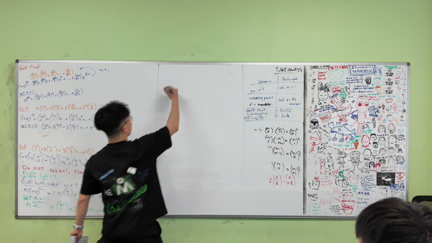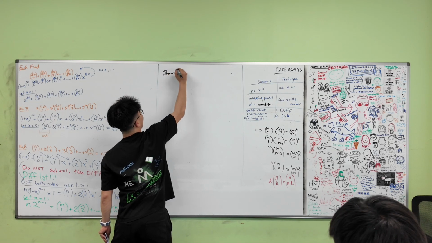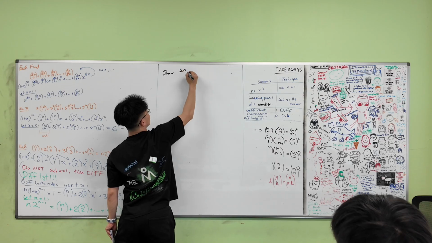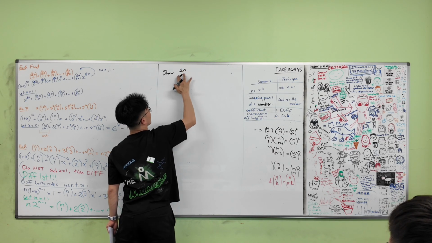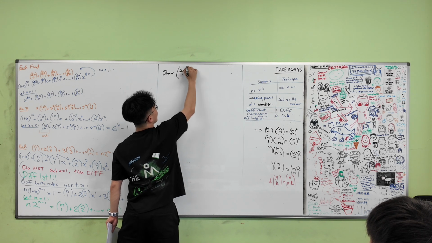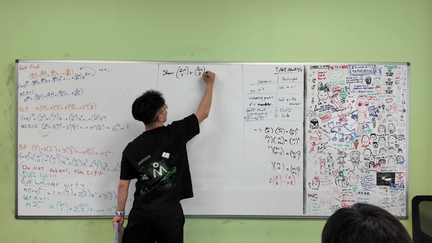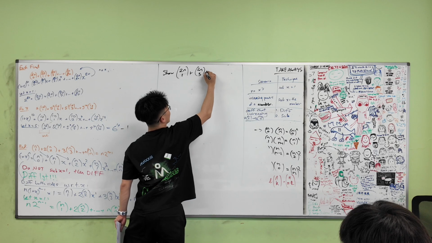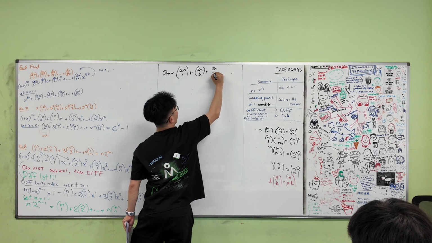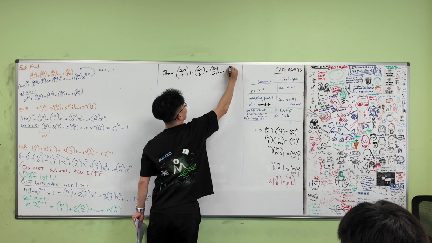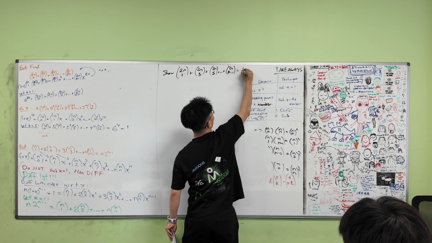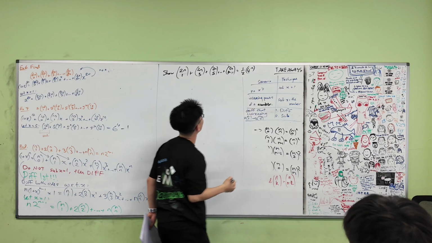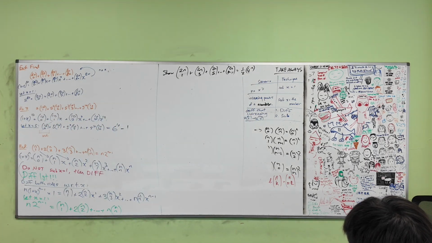All right, ready? Show 2n choose 0. No. 2n choose 1, 2n choose 2, 3, 2n choose 5, 2n choose 2n minus 1 equals half to the power of 4n. That look right? I think that looks right. Okay. Please write that question down for me.